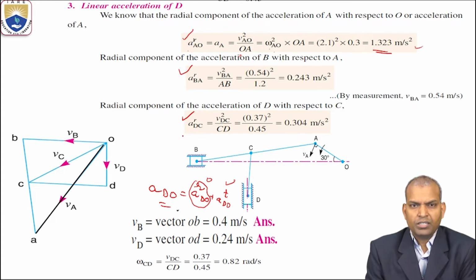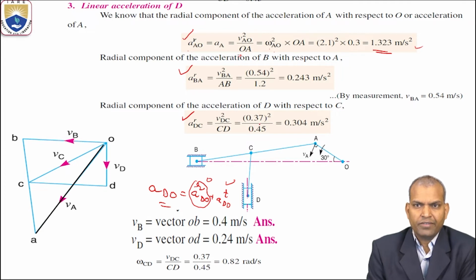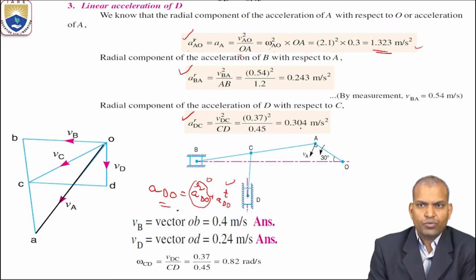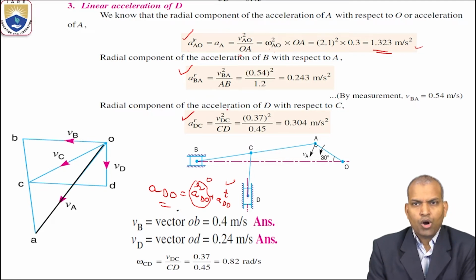Whereas the radial component of acceleration of D with respect to C, that is a_r DC, equal to V_DC squared by CD, that is 0.37 whole square by 0.45, that is 0.304 meter per second square. How can we know all these values? All these values are known from the velocity diagram.